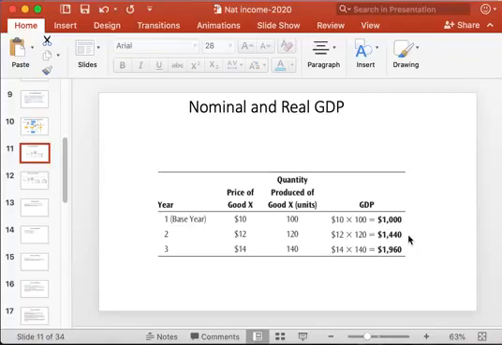So the general public, by looking at the nominal GDP of year 2, will feel that there is an increase in GDP, and the increase in GDP is not because of increase in the production, but it is because of the increase in the price of the product in year 2, and it is because of inflation, and that gives a wrong picture to the people.